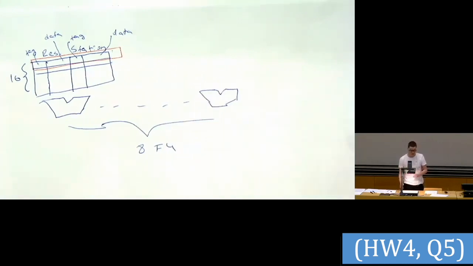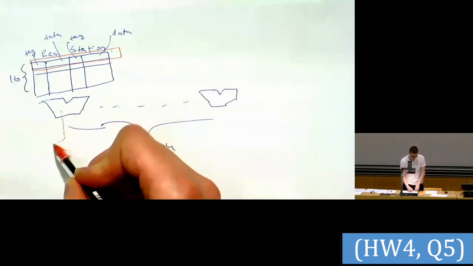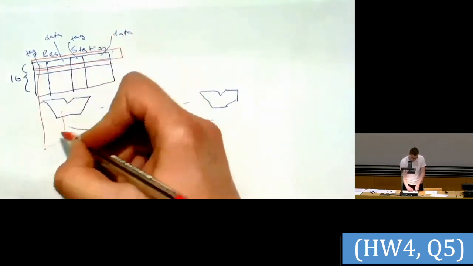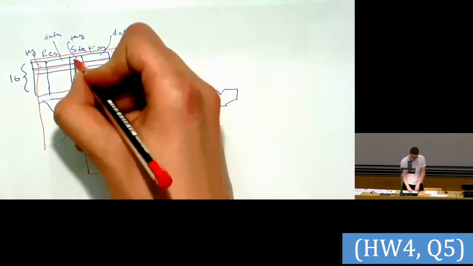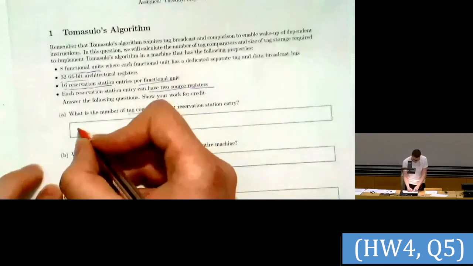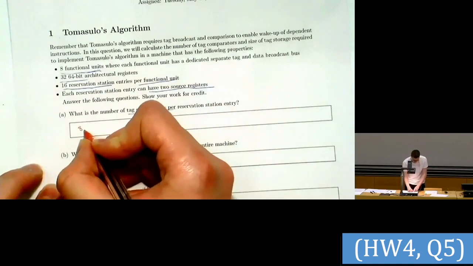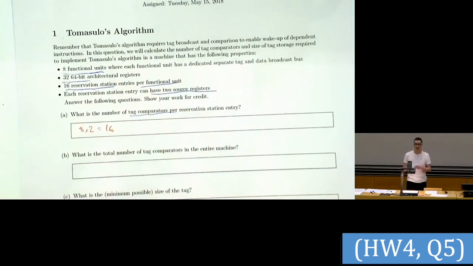Okay, is it clear? So the result coming out from this functional unit will be compared against this tag and this tag. The same goes for this functional unit, so it will need to be compared against those 2 tags, and the same is true for all functional units. Basically, we will need 2 comparators per functional unit. Then the answer is 8 by 2, which is 16 tag comparators per reservation station entry. Okay, is it clear?